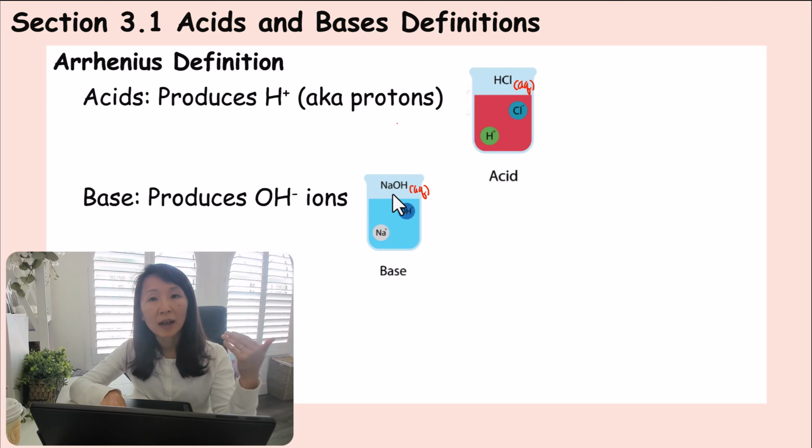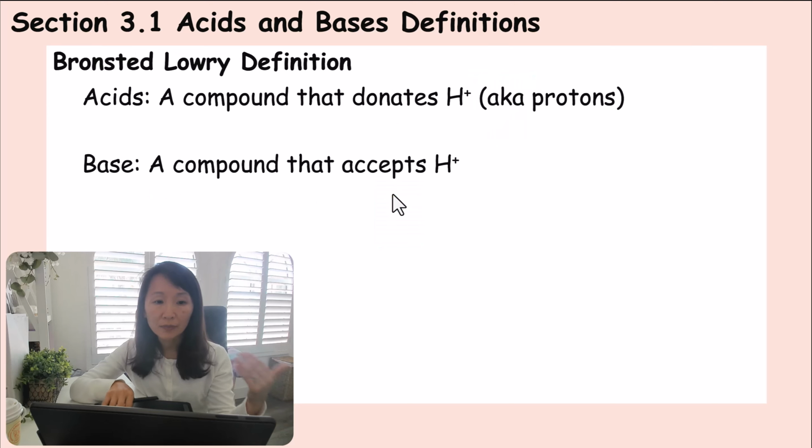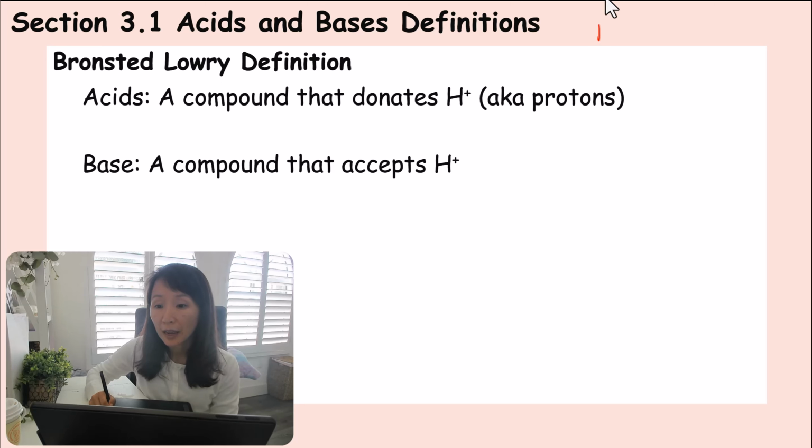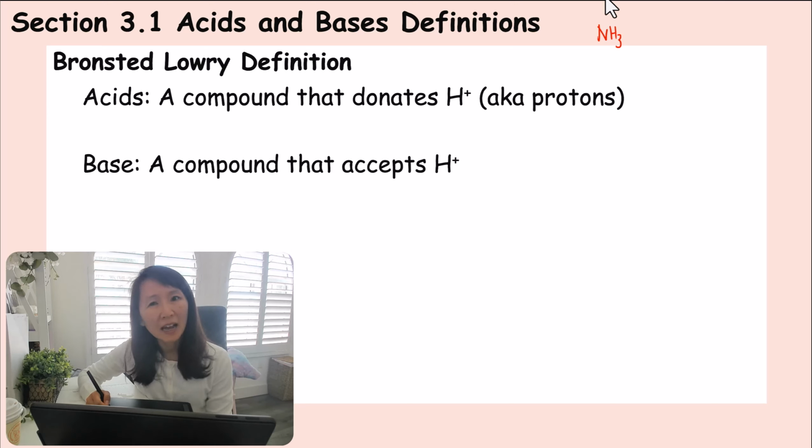But we're going to take it a little further and introduce another definition called the Bronsted-Lowry definition. Bronsted and Lowry are two different scientists who came up with this definition. They realized that some chemicals like NH3, though it has hydrogen, didn't act like an acid, but rather a base. It didn't have OH, it didn't have a hydroxide, but it sure acted like a base.